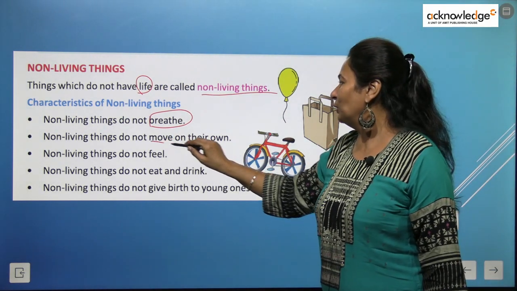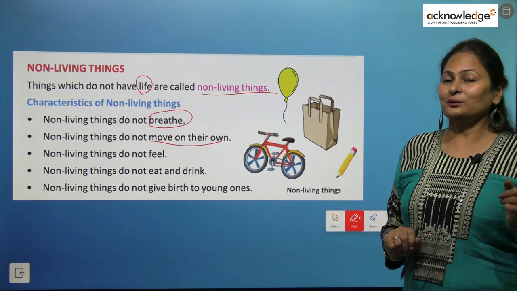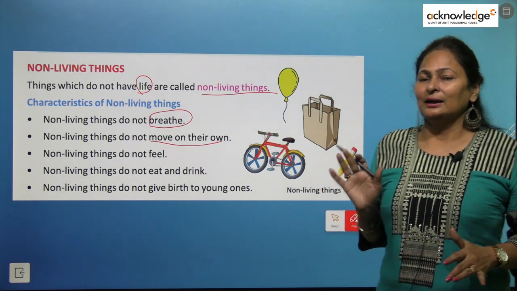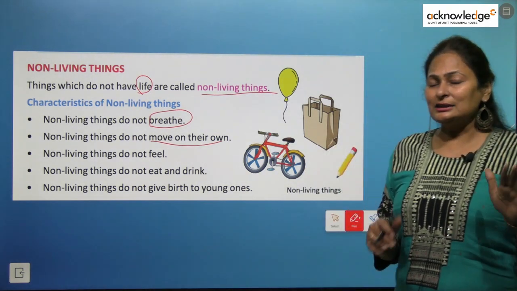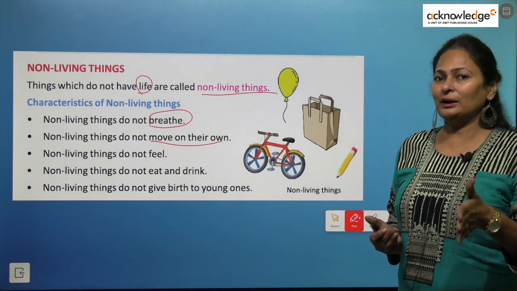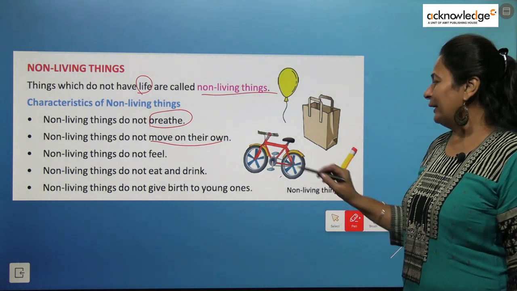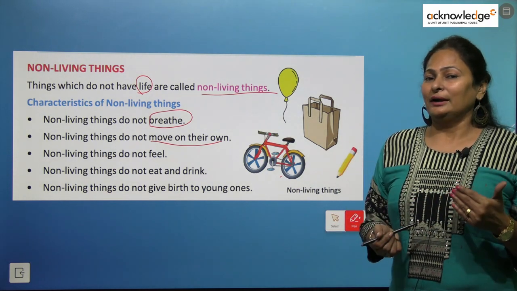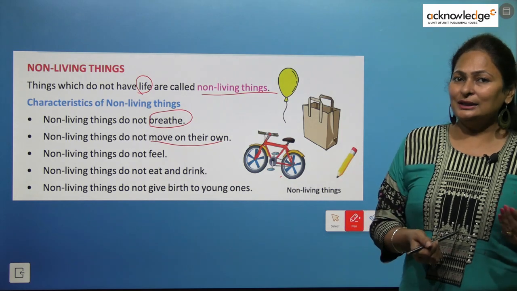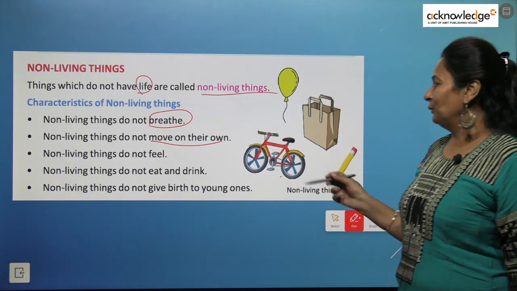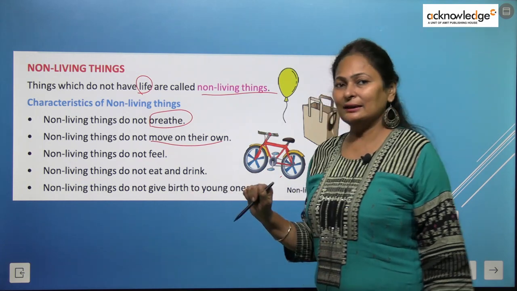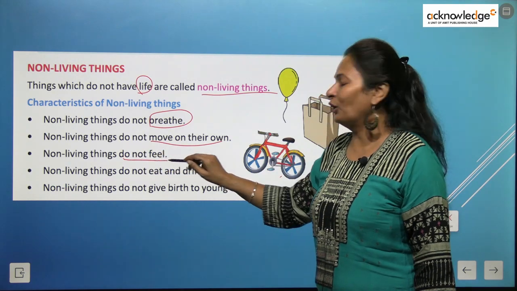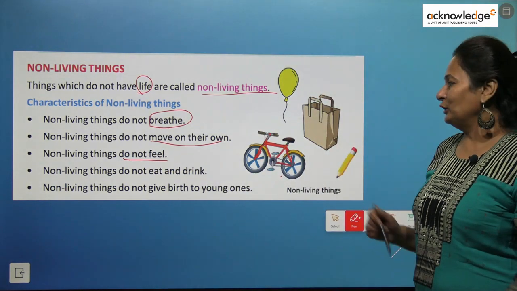Non-living things do not move on their own. We need to drive them, or take them places, or push them to move from one place to another, right? Like when you ride a bicycle, then only it will move from one place to another. A cycle cannot move on its own. This is a feature of non-living things. Non-living things do not feel, right? They don't have feelings.